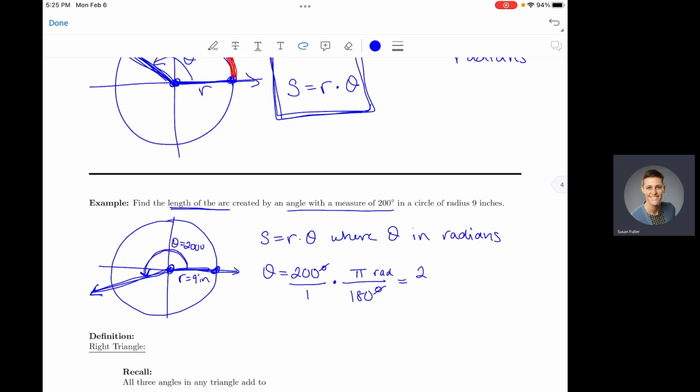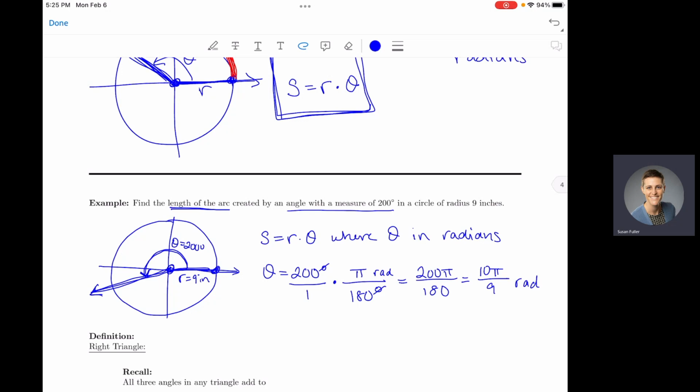When I multiply across, we get 200 pi over 180. You can put this in your calculators to simplify it, or 20 is the biggest thing that's going to come out of top and bottom. So 20 out of the top leaves us with 10, and 20 out of the bottom leaves us with 9. That's as simple as we go. So theta in radians is 10 pi over 9 radians.